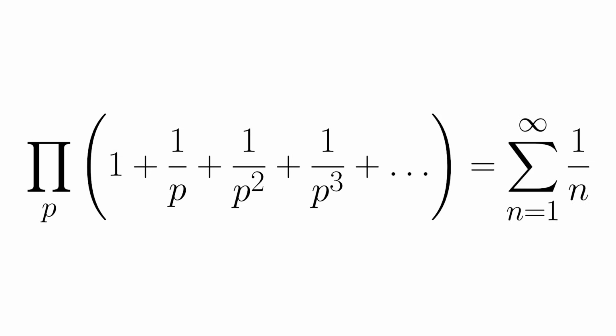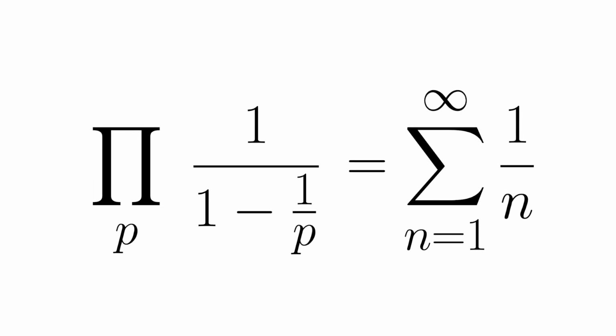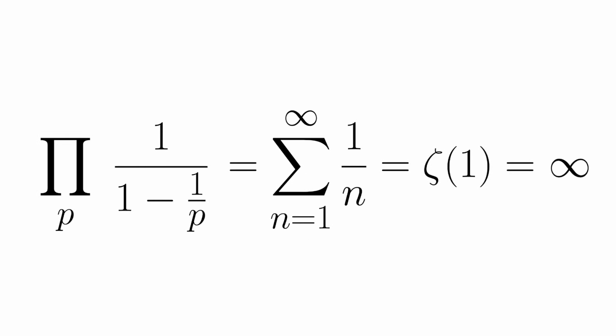Applying the geometric series formula, we can rewrite these infinite sums more concisely. Namely, 1 plus 1 over p plus 1 over p squared plus ... that's the same thing as 1 over 1 minus 1 over p. Similarly, it's useful to remember that the sum as n goes from 1 to infinity of 1 over n, that is zeta of 1, that's infinity.